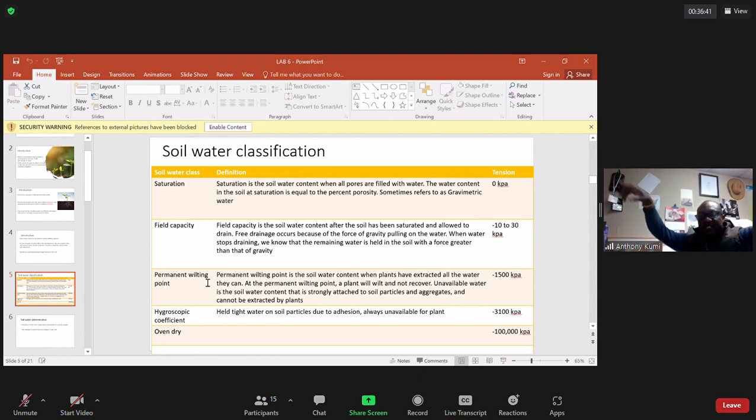Then when it is oven dried, you put the soil samples in an oven and set it at a temperature of maybe 120 degrees Celsius for 24 hours. By that time, all the moisture within the soil particles has gone, so you cannot account for any moisture in the soil at that point. Okay. At that point, the soil tension is said to be at what? Negative 100,000, when the soil is at oven dry.